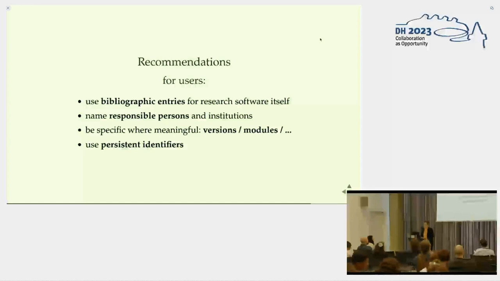For users, we recommend to use bibliographic entries for the research software itself. I would briefly like to say why, because a paper can become old after some years. If you still cite the same paper, it's not about the software as it is at that point anymore. And also, who are the developers? That can also change over time. So if you cite the software directly, it's more probable you really give credit to the people involved at that point. Name the responsible persons and institutions, and be specific. So if it's relevant that you use the specific module or version, then cite that. And also use persistent identifiers if they are there.